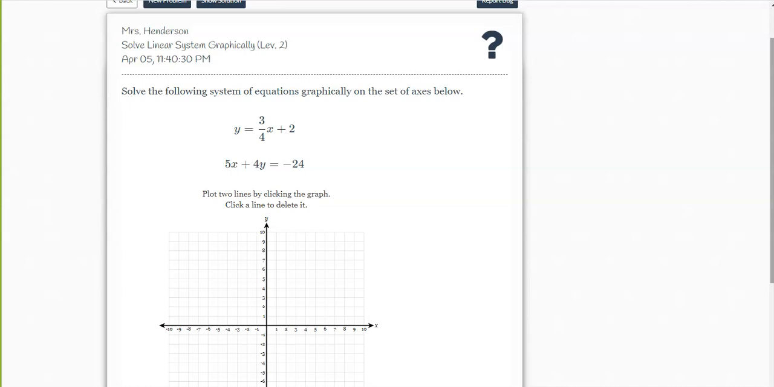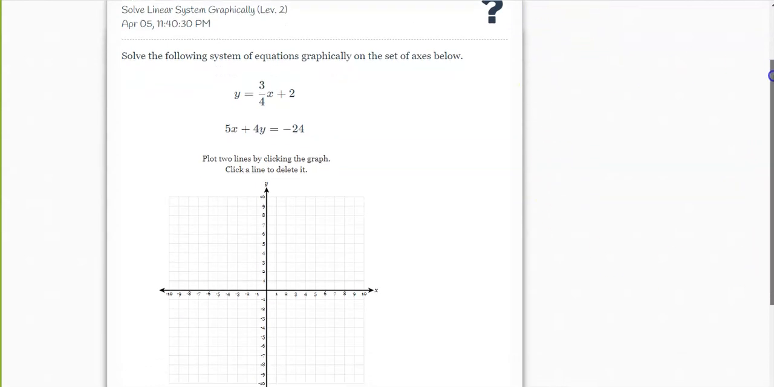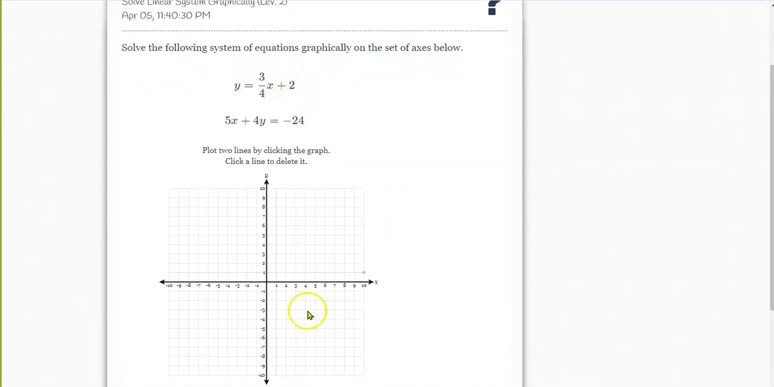Now you can rewrite it in slope-intercept form if you like, or you can graph just using the x and y intercepts. And usually we would do that if the values would come out as integers. So let's take a look at our first equation here. Y equals 3/4 x plus 2. So I'm going to click on my y-intercept, which is 2. That makes my first point.